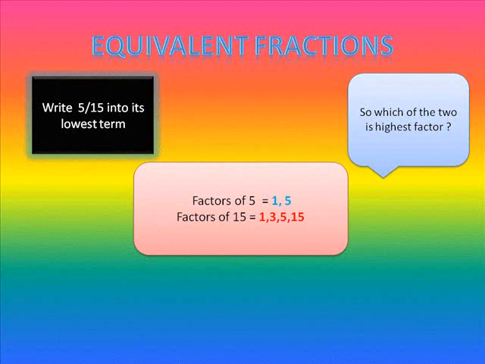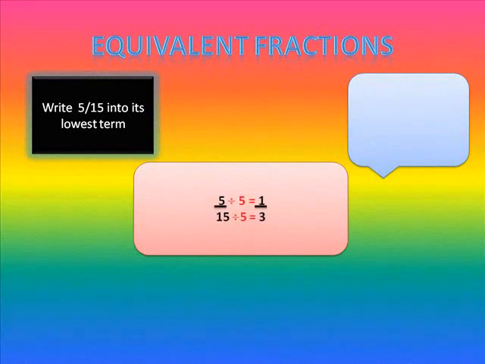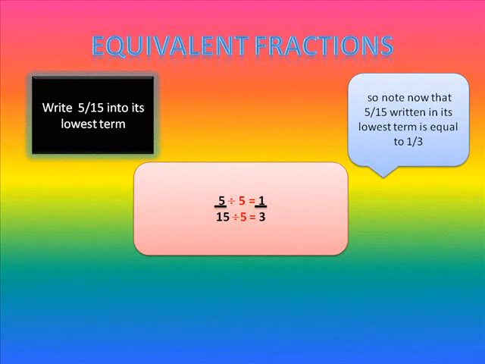So which of the two is the highest factor? Did you get 5? Okay, use the 5 to divide both the numerator and the denominator. As you can see, 5 divided by 5 is equal to 1. And 15 divided by the same 5 is equal to 3. So note now that 5/15 written in its lowest term is equal to 1/3.